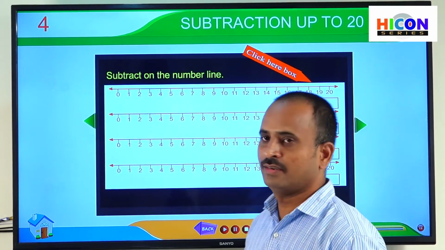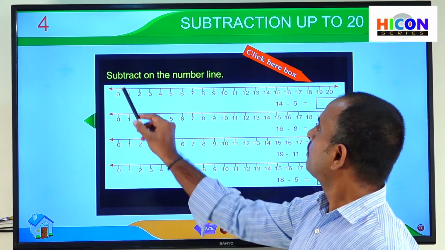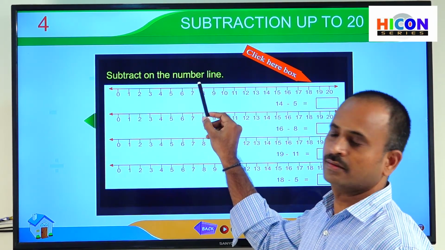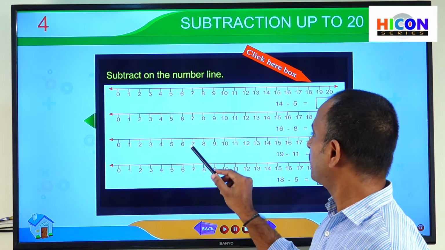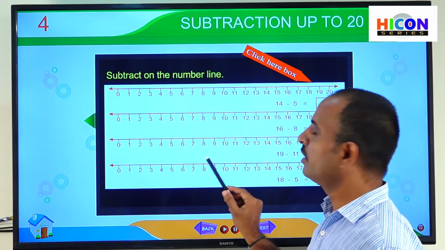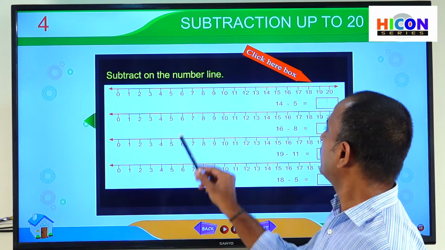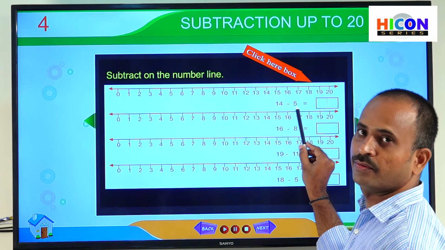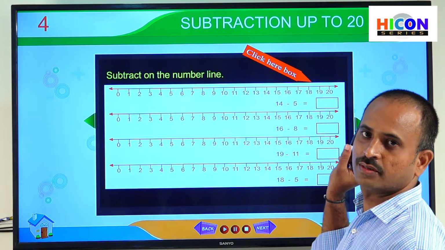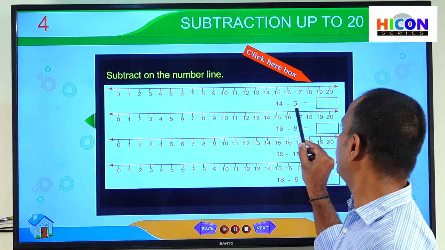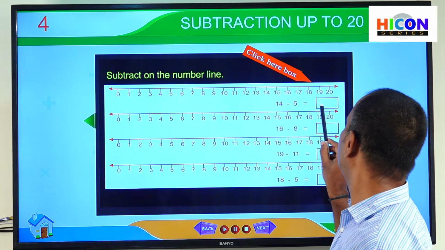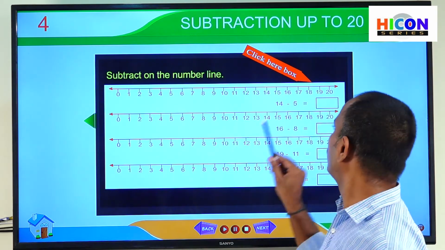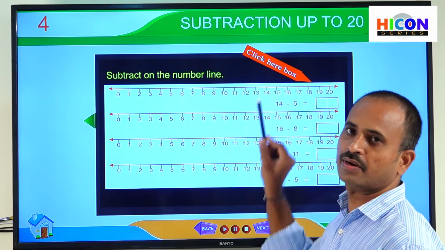So look at the screen. Subtract on the number line. There are four subtractions given which you have to do on the number line. What is the first subtraction? 14 minus 5 is equal to how much? That means if we subtract 5 from 14, how much will be obtained? We have to do this subtraction on this number line.